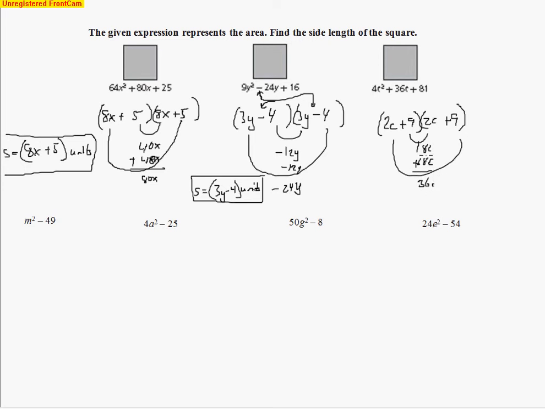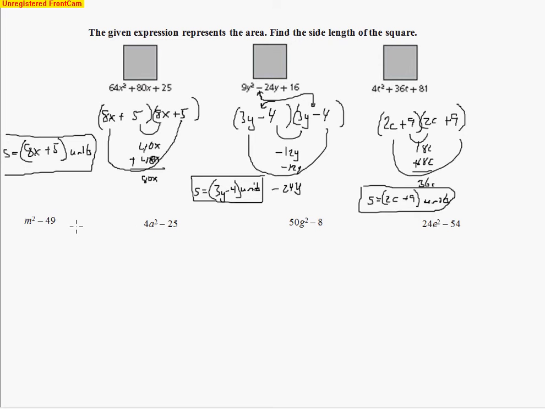So you see, whenever those are first and last terms of perfect squares, that's what you look for. You look to see if it is a binomial being squared or a perfect square trinomial. So those are the perfect square trinomials.